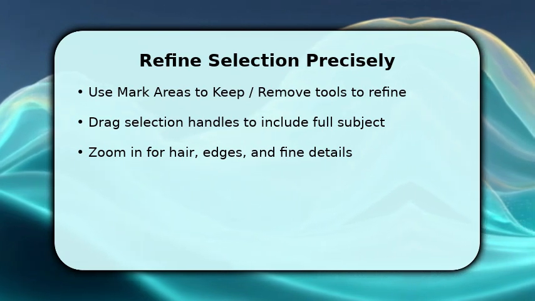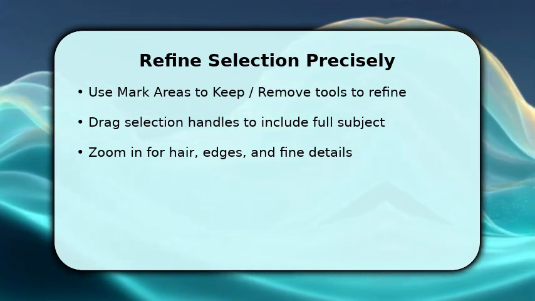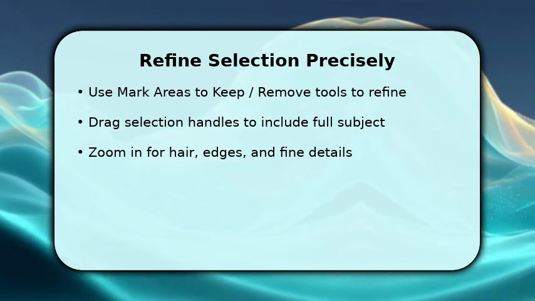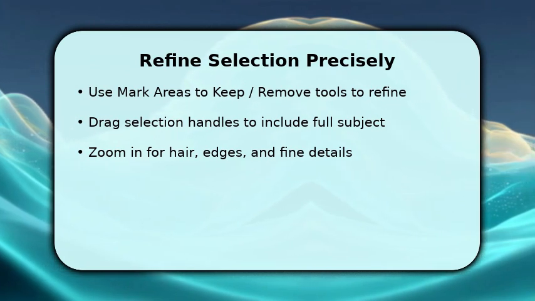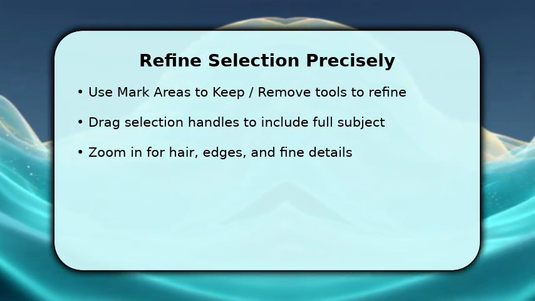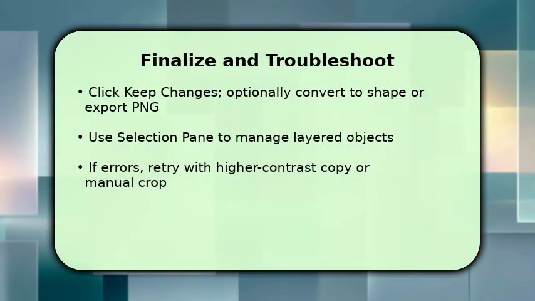Because the auto mask is imperfect, methodically work around the subject. Small strokes are better than long ones. Make sure to toggle between keep and remove until the preview looks clean. Then step back and inspect at 100%. Finish by clicking Keep Changes.